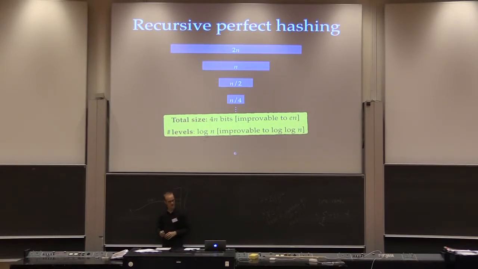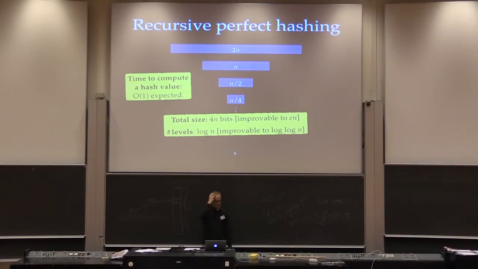Actually, if you choose these sizes a bit more cleverly and use slightly stronger hash functions, you can get down to something like e times n. And the number of levels is going to be logarithmic. So there are some keys that would require logarithmic time to actually compute the hash value. In fact, it's possible to improve this to log n, but I'm not going to do that now, even though it's relatively simple.